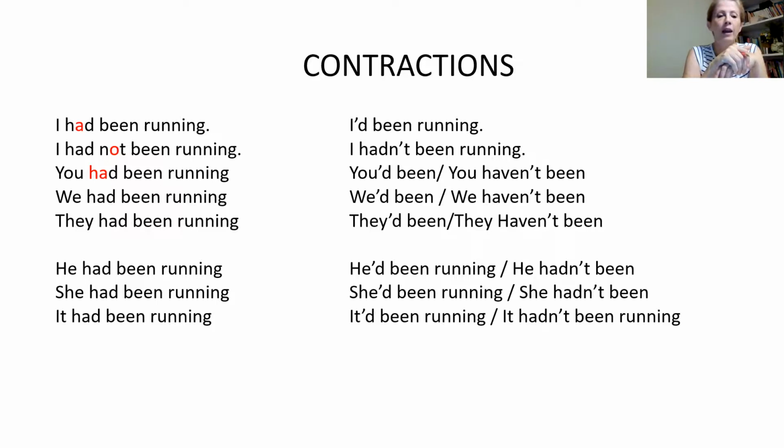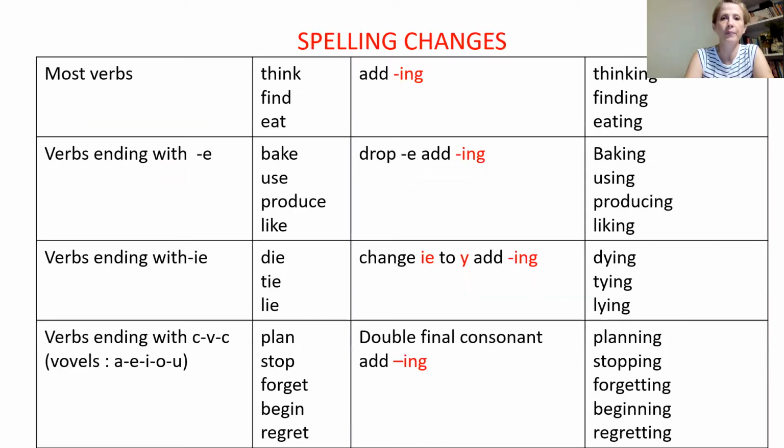He had been running. We take the H and A away, put an apostrophe in front of the D, and it changes into he'd been running. And in the negative, it's he hadn't been running. She had been running changes into she'd been running. And in the negative, she hadn't been running. It had been running changes into it'd been running. And in the negative, it hadn't been running. Okay, this was the information about the contractions.